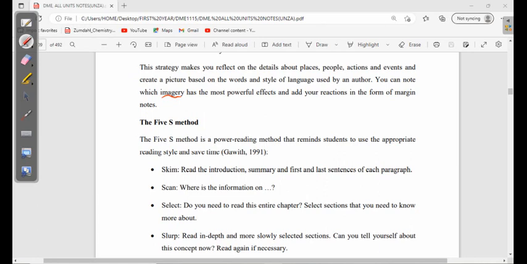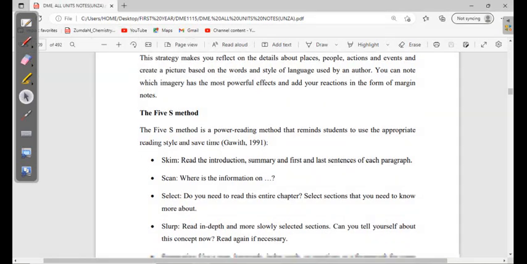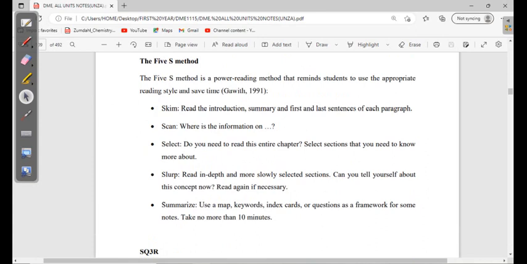And apart from the upload and the reader method, we also have the 5S's. So the 5S's are skim, scan, select, slap, summarize. We already know what skim is. To skim is to get to understand the passage, to see if you can be interested in reading the whole of it. So you read the introduction, the summary, the first and last sentence of each paragraph.